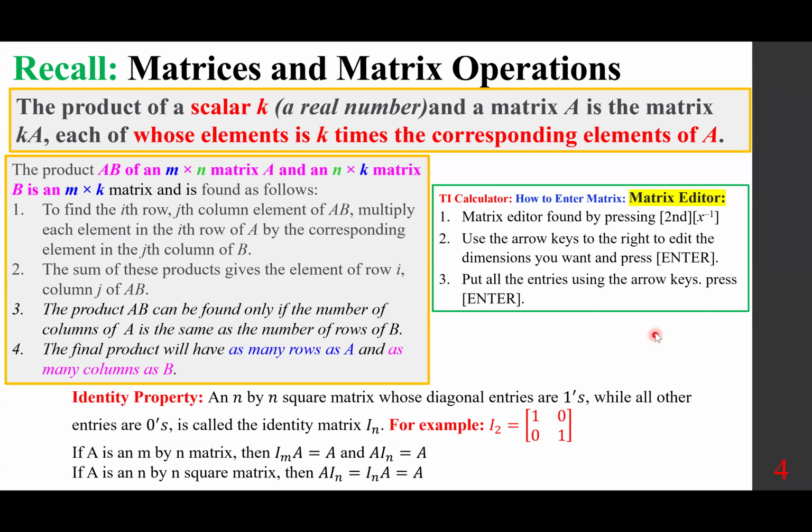The identity property says an n by n square matrix whose diagonal entries are ones while all other entries are zeros is called an identity matrix. So in the identity matrix, the main diagonal is 1, the rest of them are 0, and you can multiply that by A in any order to get A. However, if A is not a square matrix, the identity from the left and the identity from the right are two different sizes. They have different dimensions. If A is an n by n square matrix, then we call it I sub n. A times I_n or I_n times A is the same thing, and the answer is A.